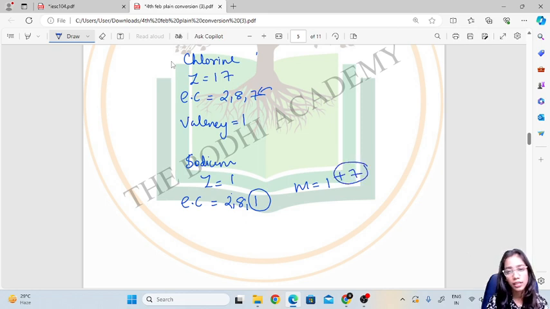But taking 7 electrons is not a good idea because it will use a lot of energy, and we can't afford to lose a lot of energy. So that is the reason, instead of taking 7 electrons, the 1 electron is lost. 1 electron is lost. So the valency is 1.